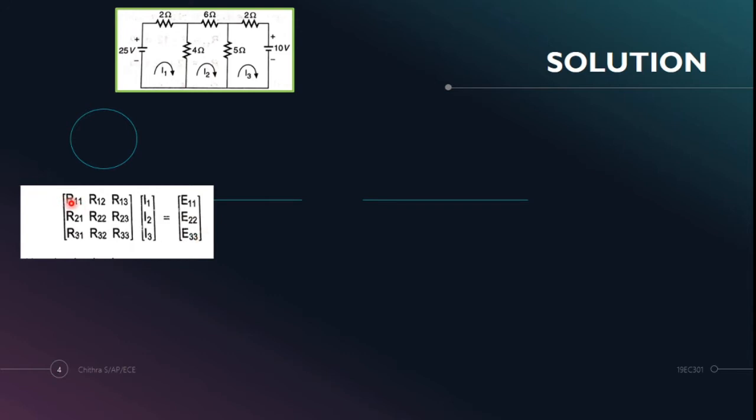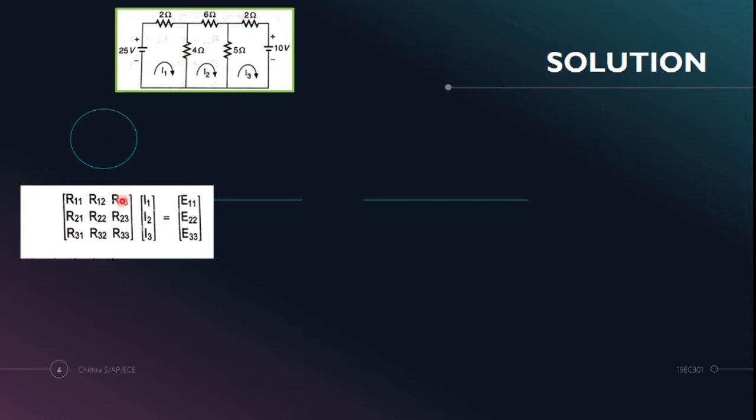Now we will see how to write this R11. R11 means the resistance that is exclusively present for the first mesh. If you see here, for the first mesh we have 2 ohm plus 4 ohm, so R11 will be 2 plus 4, that is 6 ohms. R12 means the resistor that is common to the first mesh and the second mesh. The resistor common to the first and second mesh is 4 ohm, and it is represented by a minus sign. So we write this as minus 4.